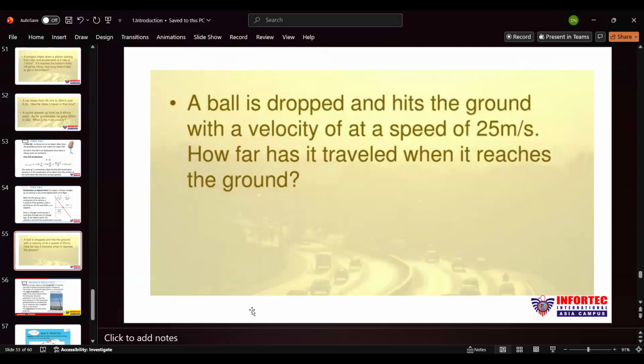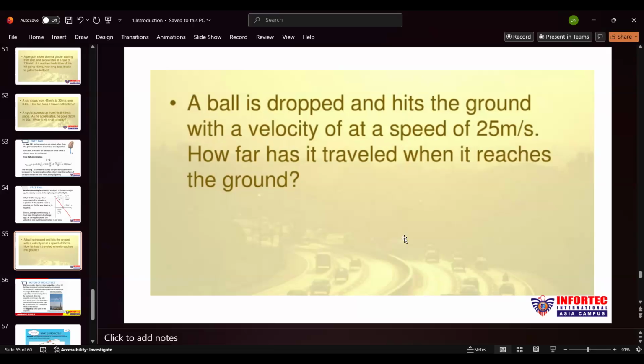You can see one question here. A ball is dropped and hits the ground with a velocity of 25 m s^-1. How far has it traveled when it reached the ground? This is a free-falling object question. We are dropping the object, and I told you dropping means the initial velocity is 0. So u equals 0.